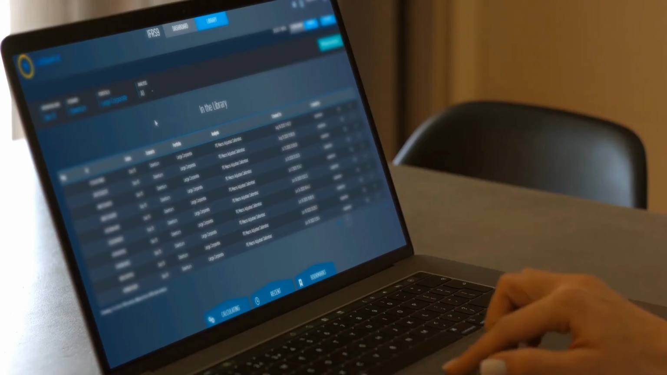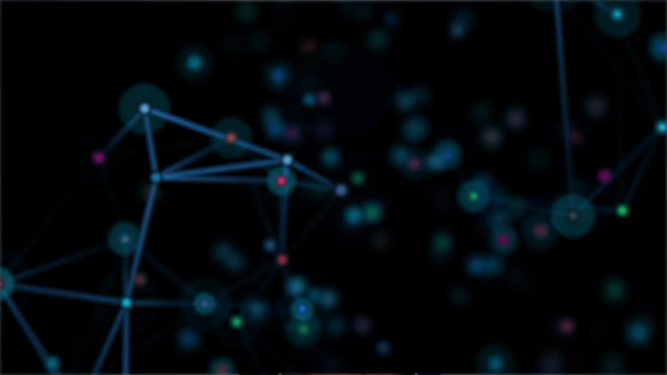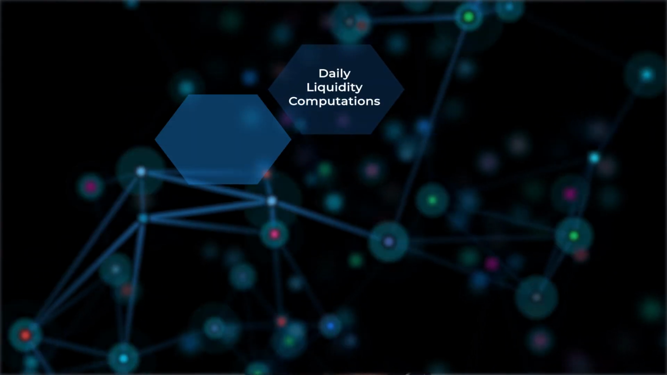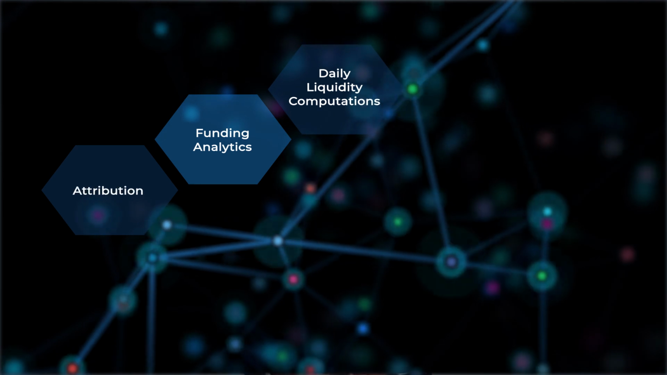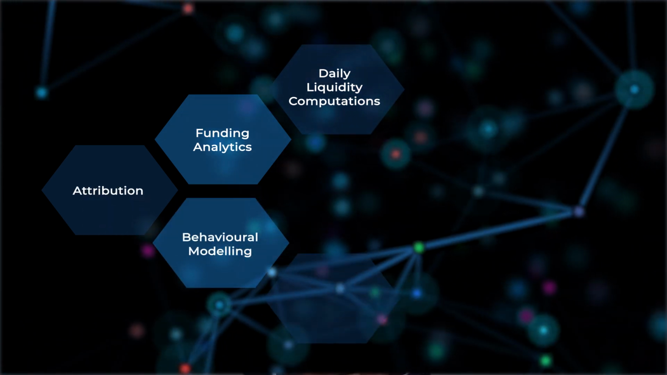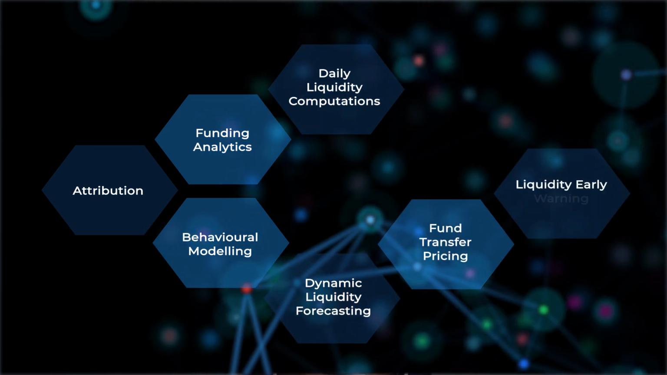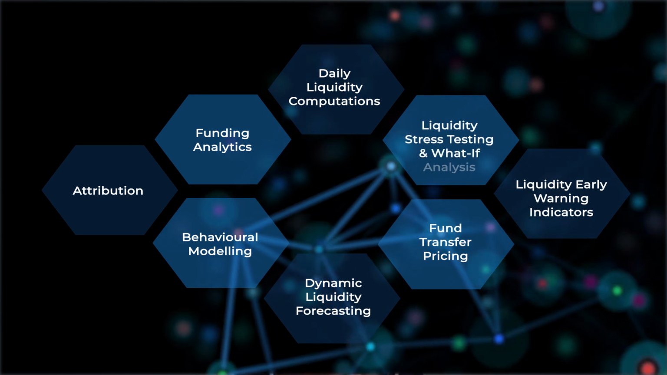In this area, Aptiva offers a comprehensive set of advisory and analytical solutions that have helped many of its clients in various geographies to implement effective liquidity risk management frameworks and robust tools to accurately measure and monitor liquidity risk metrics. Some of the risk metrics and analysis include daily liquidity computations, funding analytics, attribution of the changes in various metrics, behavioral modeling of various product categories, dynamic liquidity forecasting, fund transfer pricing, liquidity early warning indicators, and liquidity stress testing and what-if analysis.